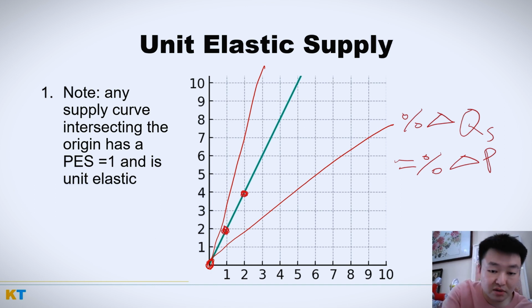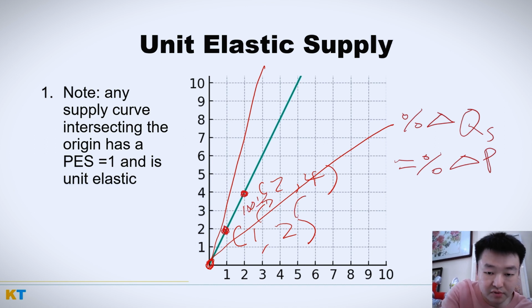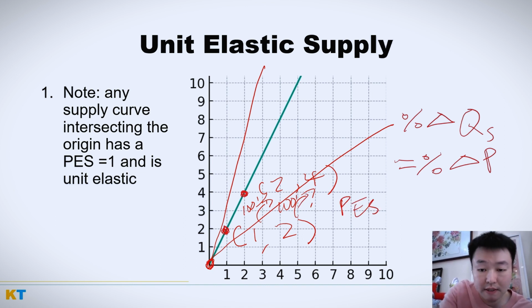And so here we have the point (1, 2), and here we have the point (2, 4), okay? We know that from 1 to 2 is a 100% change, and also from 2 to 4 is a 100% change. And so PES is equal to 1. And that is true along the whole line.